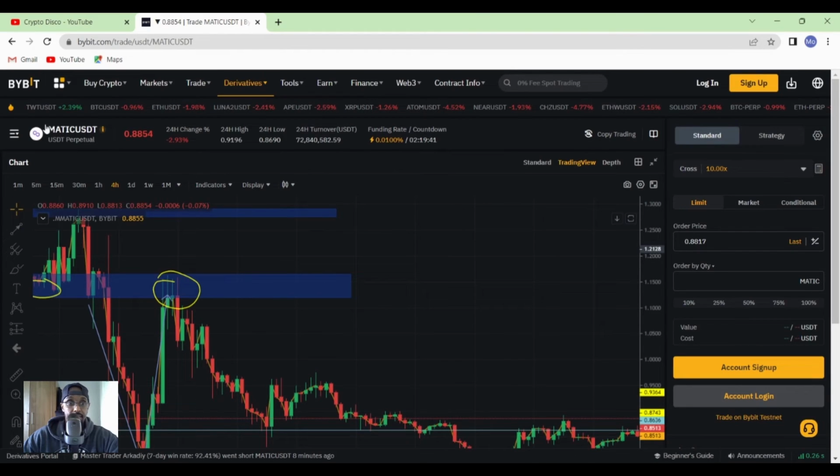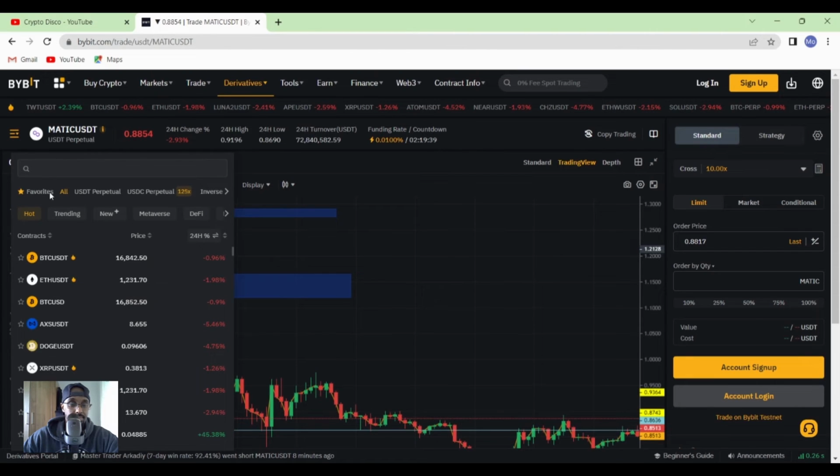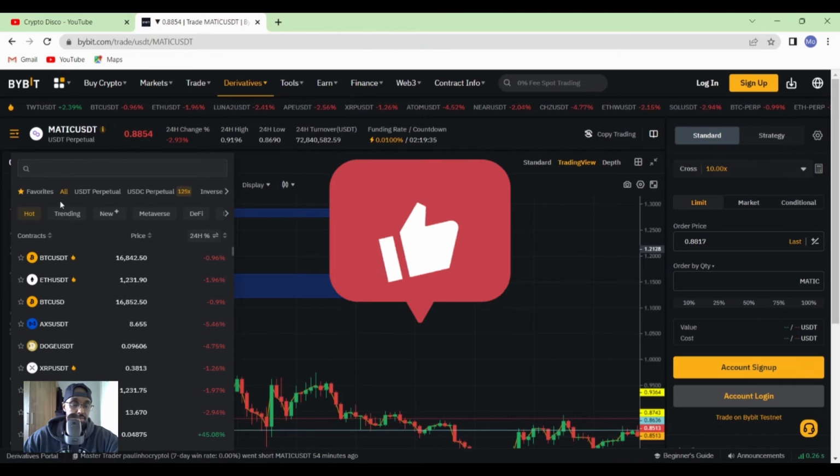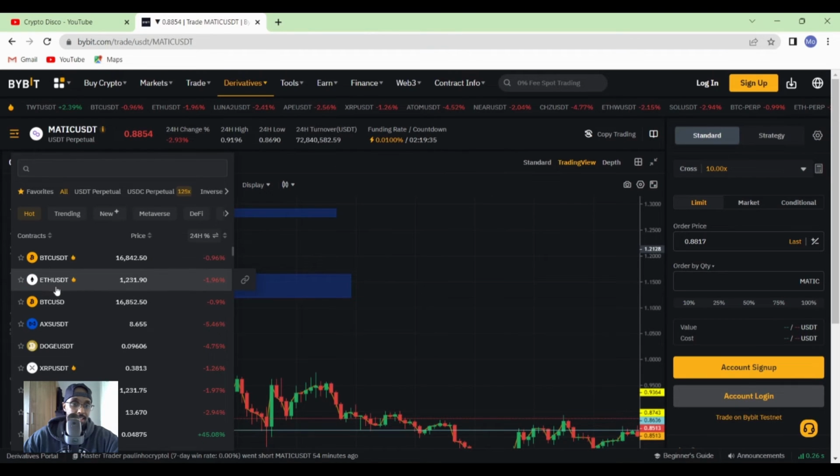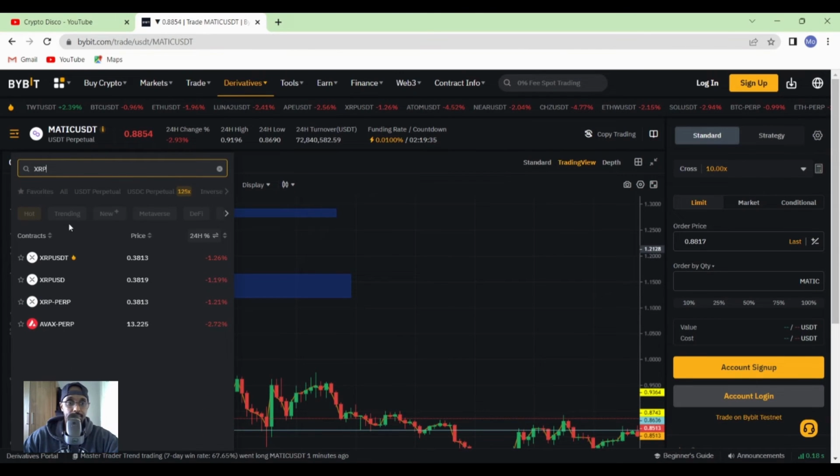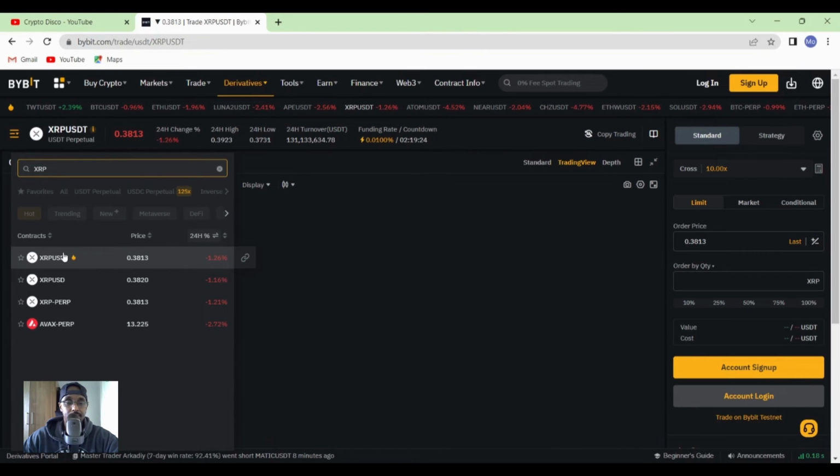If I were to quickly show you any other charts, let's say, what coins do I like? You all may hate me for this, but I do like XRP. Yeah, my computer is a little bit slow, so I do apologize.